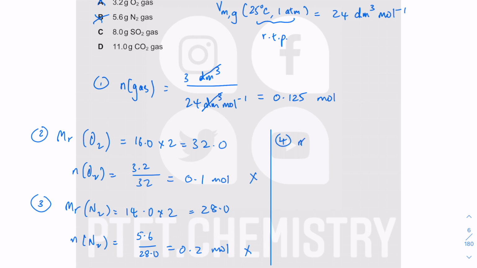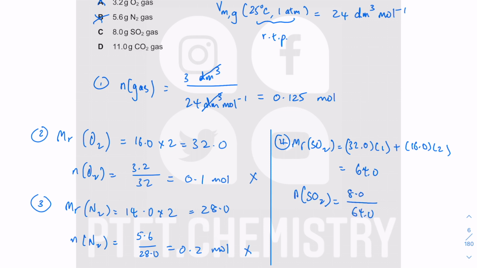So the molar mass of SO2 will be 32.0 times 1 plus 16.0 times 2, and that gives me 64.0. So the mole of SO2 would be 8.0 divided by 64.0, and I could see straight away that is 1/8, so that is exactly what we're looking for. So it is this much mass of SO2 gas that actually corresponds to the same mole as this 3 dm cube of gas at room temperature and pressure.